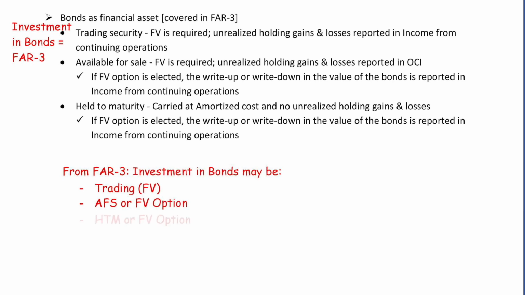right, trading, that's always at fair value. AFS or fair value option, now available for sale securities, though they are at fair value on the balance sheet, the unrealized gains or losses accumulate on accumulated OCI in the balance sheet. If you elect the fair value option, these would then go to the income statement. And the third classification for bonds would be HTM or held to maturity or fair value option for HTM.